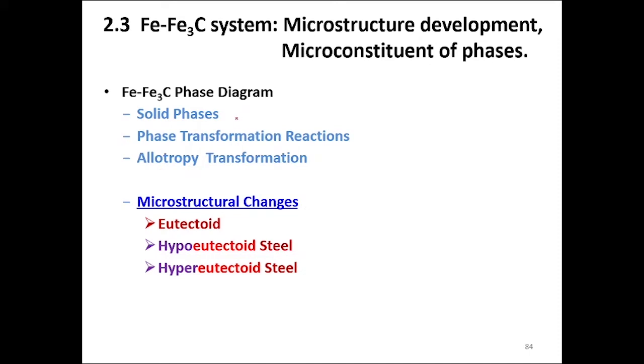I will cover this topic in 4 videos. Part 1 will cover the iron-iron carbide phase diagram itself and the solid phases involved. For the second video, I will cover phase transformation reactions. For the third one, allotropy transformation. And for the fourth video, I will cover microstructural changes. So for this video, as the first part of the lesson, we will cover the solid phases involved in the iron-iron carbide phase diagram.